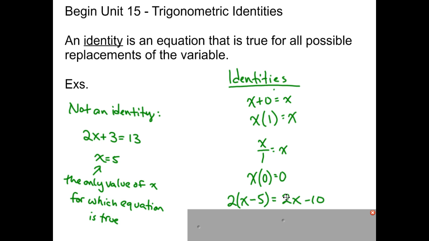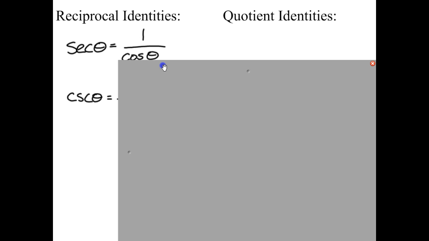So, now let's identify some trig identities. We're going to start basic. First, the reciprocal identities. Okay, there's going to be 2 of these. If you remember, this is pronounced secant, and hopefully you remember that secant is the reciprocal of cosine. S goes with C, C goes with S. So secant's reciprocal is cosine, so we write secant as 1 over cosine.